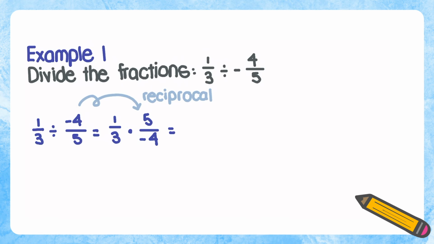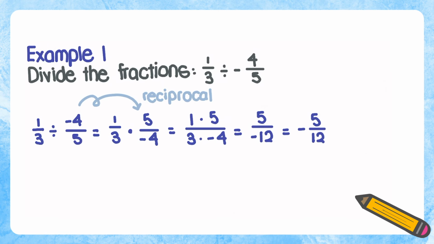So we want to multiply the numerators together. So 1 times 5 over the denominators, so 3 times negative 4. 1 times 5 equals 5, and 3 times negative 4 equals negative 12. I'm going to rewrite it, negative 5 over 12. And since I cannot simplify here, this is my final answer, negative 5 over 12.